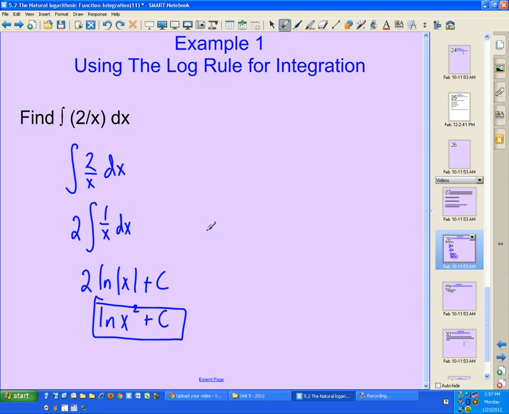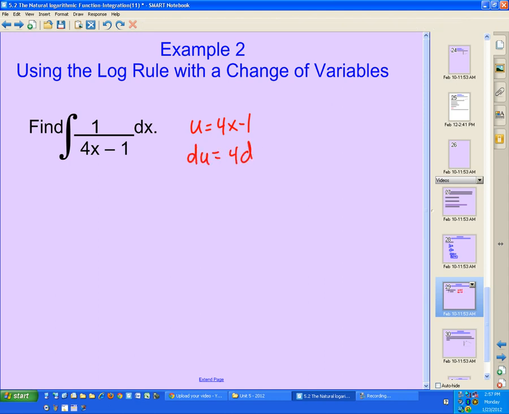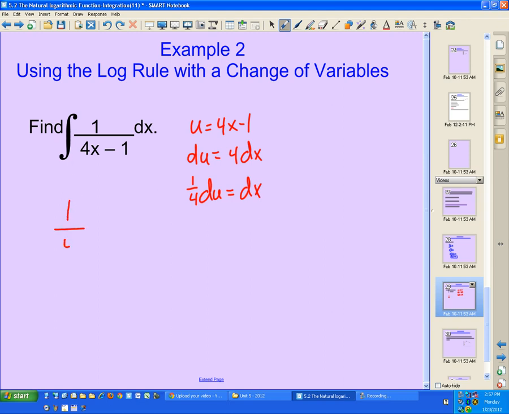And so then our next example, they're asking us to use change of variables in this, and so they're asking me to integrate this. And so if I am, then I have to think about what my u value is, and my u value is 4x minus 1. If I differentiate that, so we're just going to do a u substitution, I get 4 dx. You'll notice there's no 4 over here, so it's still 1/4 du will equal dx. So I'm going to change this to 1/4 times the integral of 1 over u du.